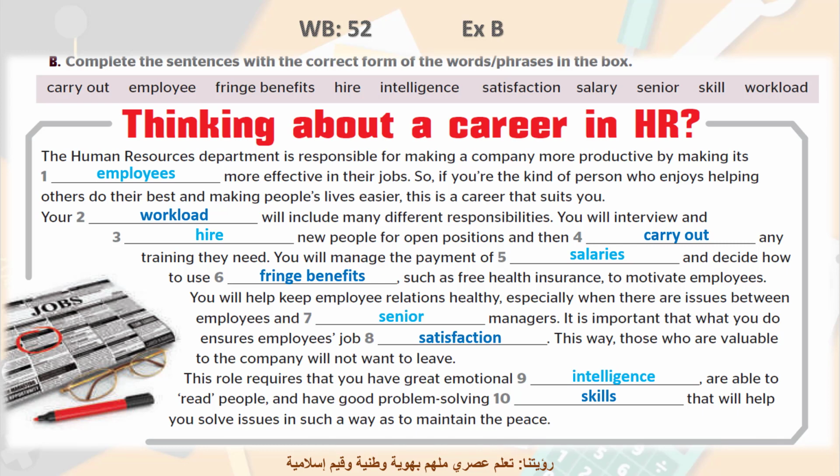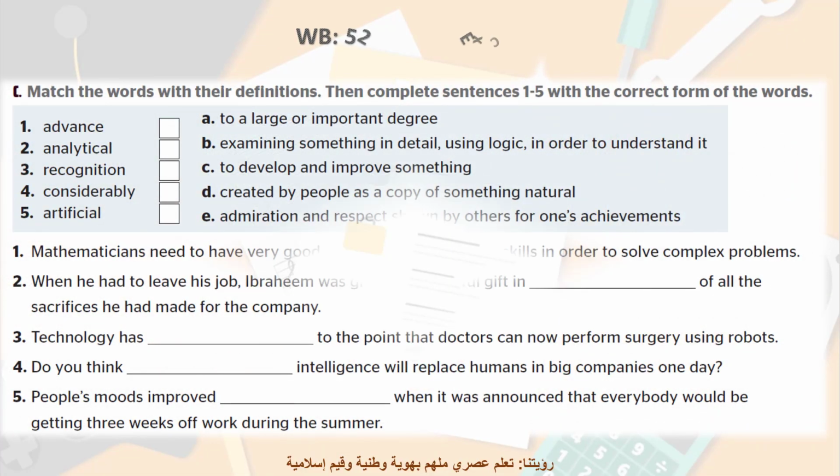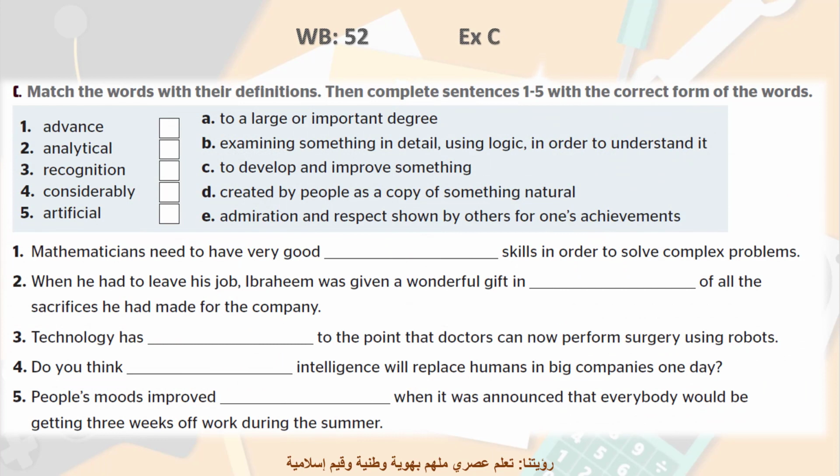Thank you, dear students. Now it's time for your homework for today. Your homework will be workbook page 52, exercise C. Have a look at exercise C. In exercise C, you have to do 2 things. Number 1, to match the words with their definitions. We have here 5 words: advanced, analytical, recognition, considerably, and artificial.